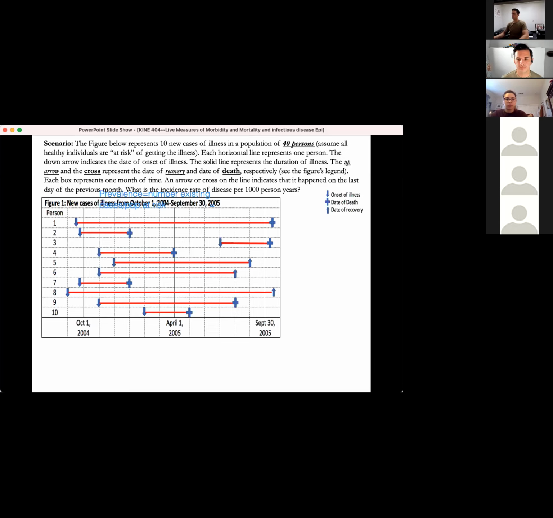Would it be 40 minus the 3 people that died? Yes. So it is not 40, because on April 1st, there are 3 people who died before April 1st. So they're not part of your population on April 1st, 2005. So they would have to be excluded from your calculation in order for it to be accurate.